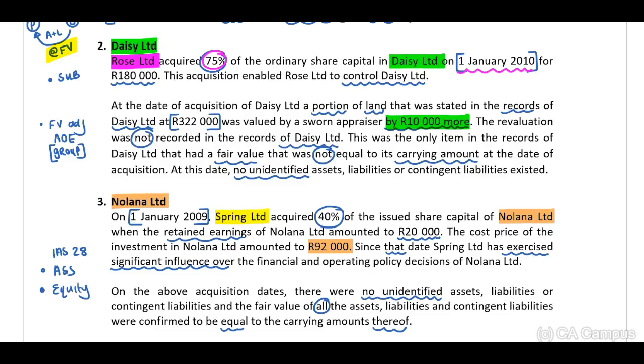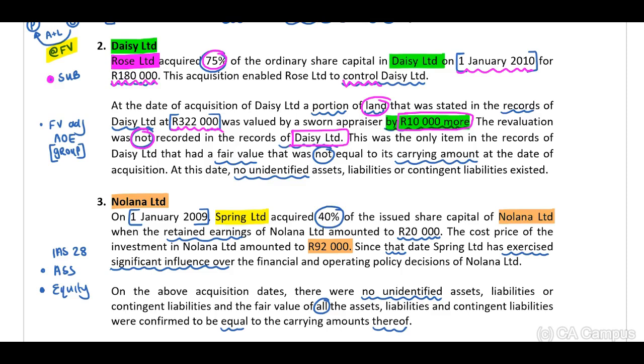They indicate to us that they've purchased this for 180,000 Rand. This acquisition enabled Rose to control Daisy. We have identified that this is a subsidiary. And then they indicate to us that at the date of acquisition of Daisy Limited, a portion of land, stated in the records of Daisy at 322,000, was valued by a sworn appraiser at 10,000 Rand more. The revaluation was not recorded in the records of Daisy Limited.